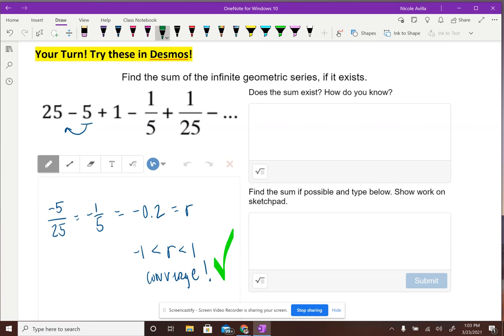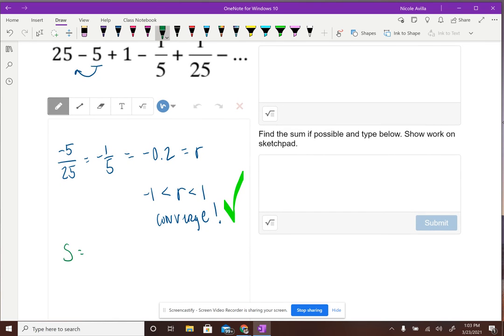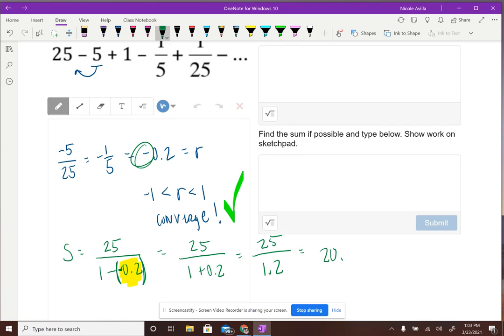Now, when I do my infinite sum, it's important that when I do my work, I do my A1, which was 25, over 1 minus my R. What a lot of people will do here is they will just write the 0.2, even though their ratio, you guys, was a negative. So this is part of why I told you I always put my ratio in parentheses so that I can see whether it's positive or negative. Now I can see that when I actually do my arithmetic, it's going to turn into like a 1 plus 0.2. So it's 25 divided by 1.2, and in that case, I get 20.83.